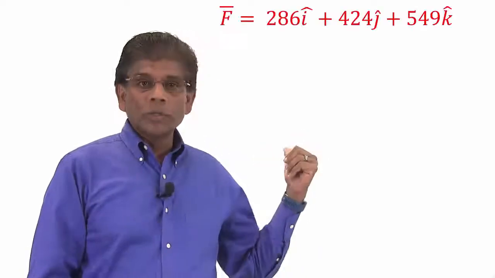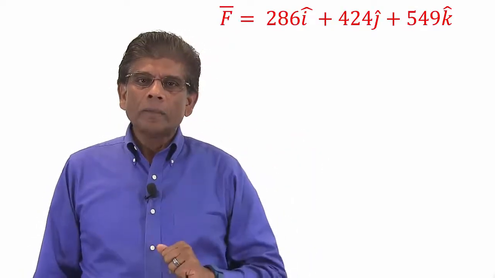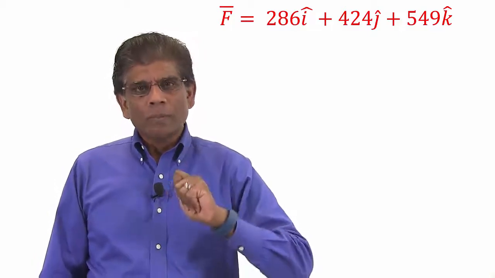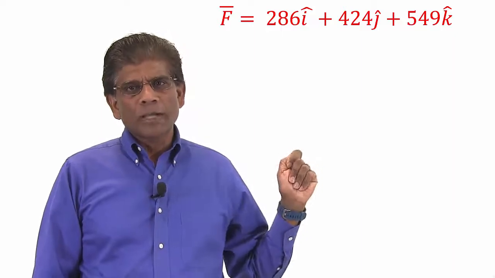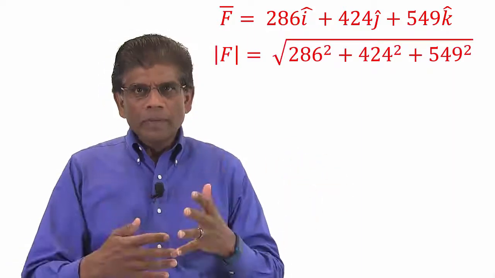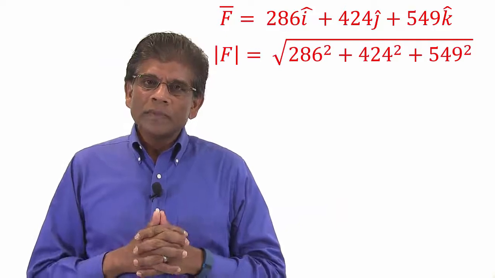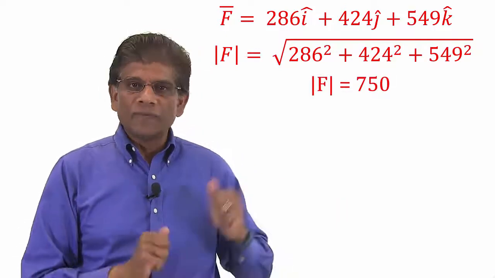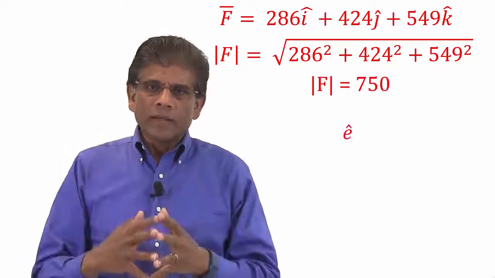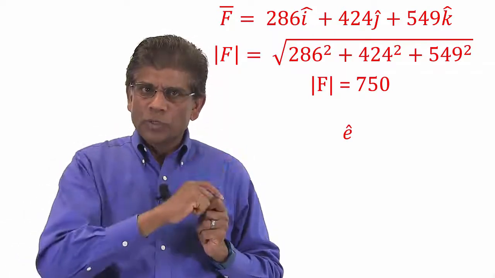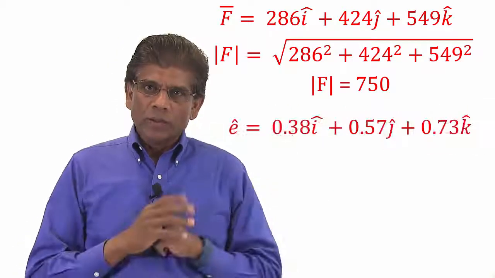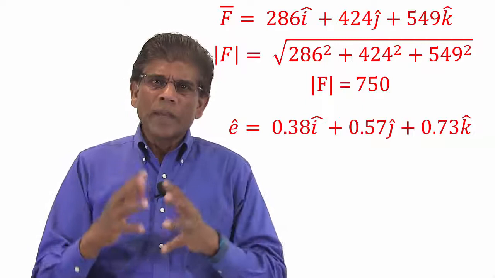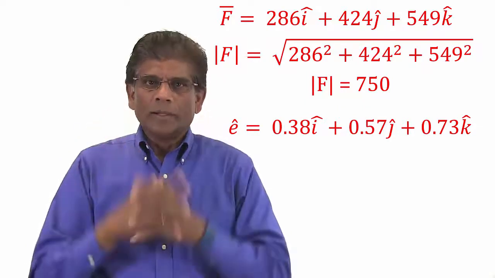Let's say F is a vector in 3D space and it is equal to 286i plus 424j plus 549k. The magnitude of this vector can be found by squaring each term, summing them up, and finding the square root. This value happens to be 750. So we can find the unit vector which lies along the direction of this force by dividing the vector by its magnitude 750 as shown here. You can verify that the magnitude of this unit vector is 1.